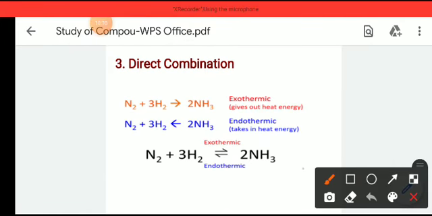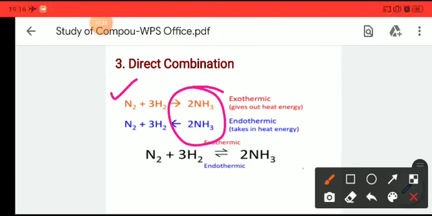Okay, so in the next class we will learn about a named reaction. That name reaction is called the Haber process. By the Haber process we can easily produce ammonia. This process has some clear demerits, and these demerits will be overcome by the Haber process. So we cannot just react N2 plus H2 to make 2NH3. Okay, but that will not happen.